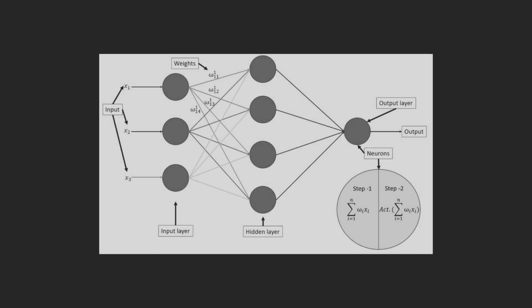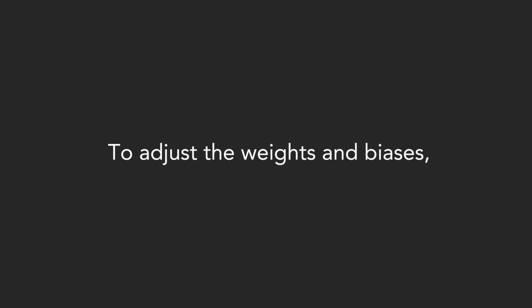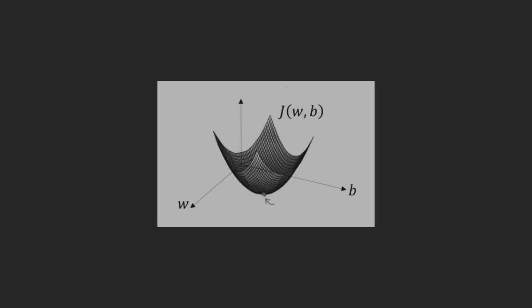During forward propagation, this computation flows through the neural network layers, generating a prediction. If the prediction deviates from the actual values, errors are calculated at the output layer using a loss function. These errors are then propagated backward through the network during backpropagation to adjust weights and biases, optimizing the model using algorithms like gradient descent.